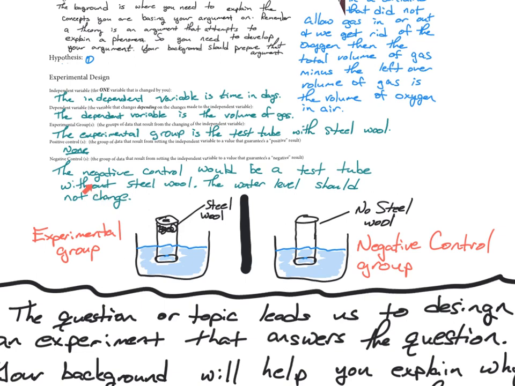Well, what would happen is that you would put one test tube, the experimental group, with the steel wool in the same exact conditions. You put another test tube without steel wool. If we know the chemical reaction of iron and oxygen, that rusting of the iron is going to remove the oxygen from this space, then it should not happen here.